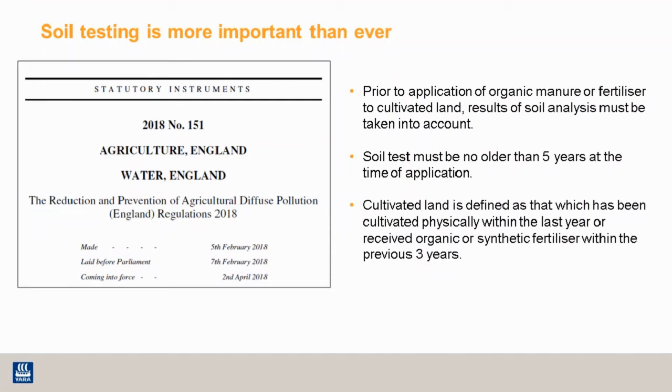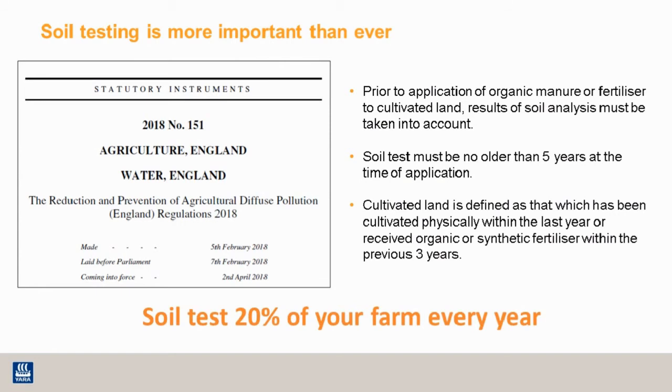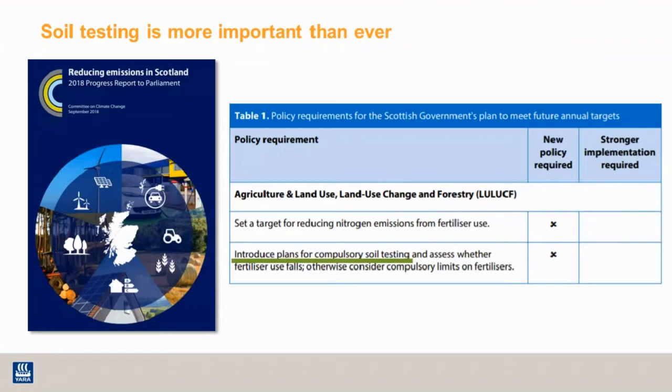So the rules state that any land receiving organic or bagged fertiliser must have a nutrient plan, and they must have up-to-date soil samples in place. And in this case, up-to-date means no older than 5 years at the time of application. So thinking forward, I would say the best way to stay compliant is to soil test at least 20% of the farm every year. And for anyone watching from north of the border, just a quick reminder that the Committee for Climate Change, who advise your Scottish Parliament, have basically come up with the same advice of introduction of compulsory soil testing. So I suggest it's best practice no matter where you are, 20% of the farm every year.